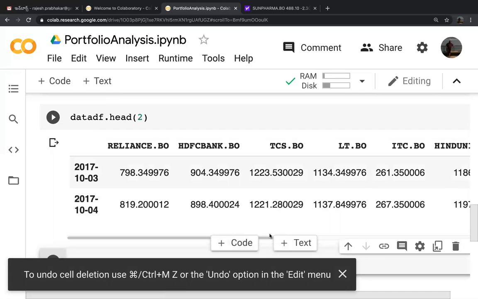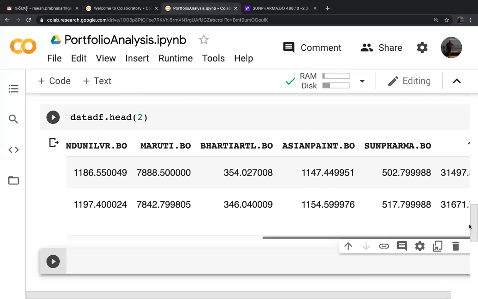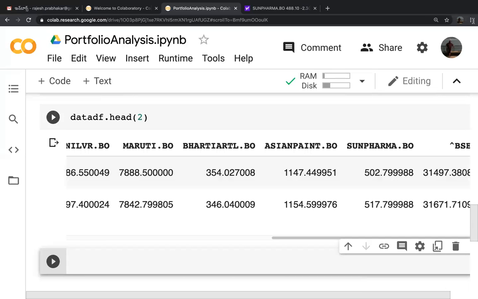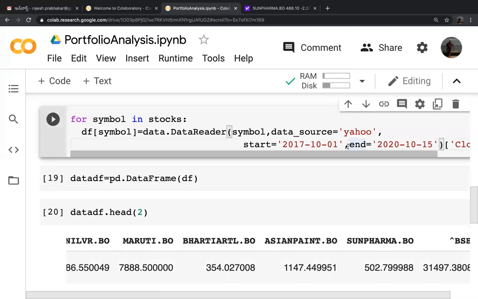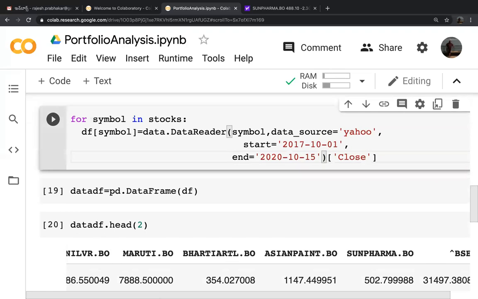So all these stocks are here. Let me just scroll down. Bharti, Asian Paints, Sun Pharma, and Sensex. BSE Sensex. All the stocks are here. So all of you got the loop and the understanding, or you want to see the data here? This is the loop, which will give you the closing prices of all the stocks.